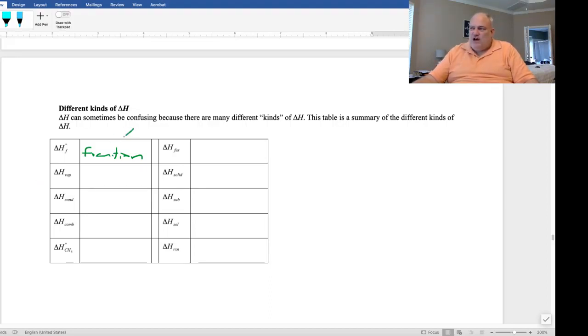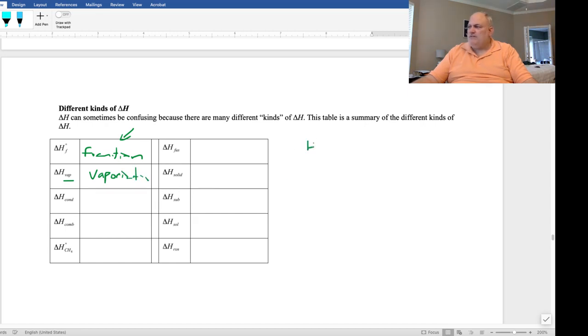This can always be got from a table. So the enthalpy of formation is essentially, if you remember, the amount of energy that is either gained or lost forming 1 mole of something. Now this enthalpy of vaporization, this is vaporization. That's whenever you turn from a liquid to a gas.